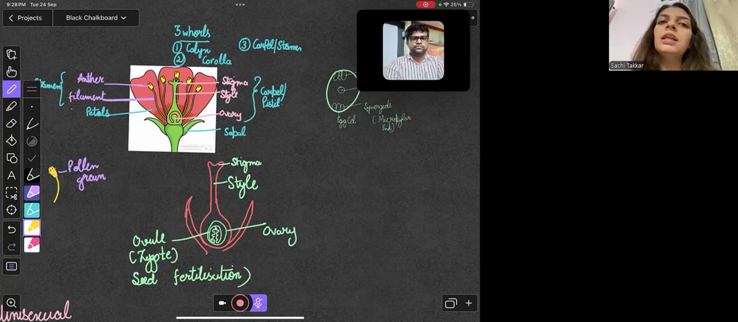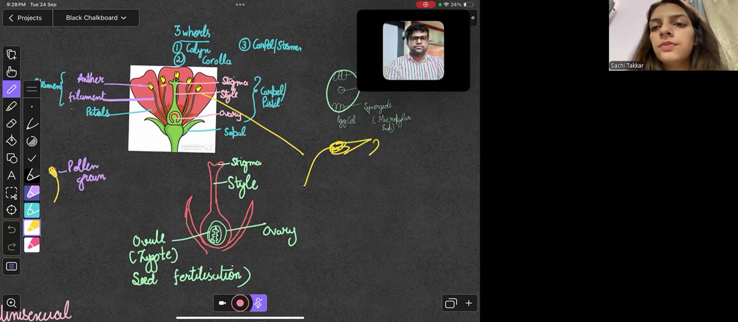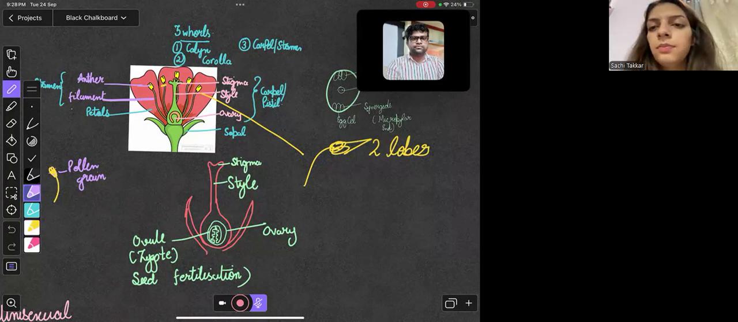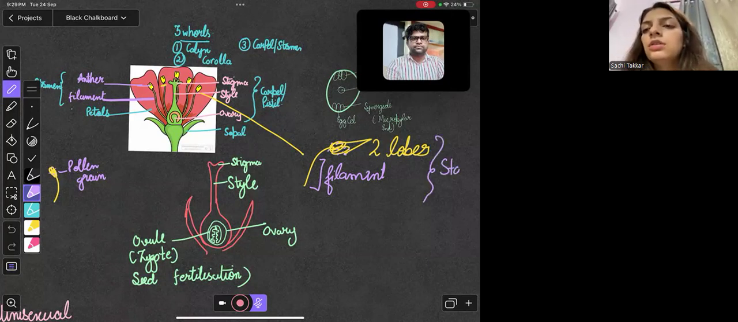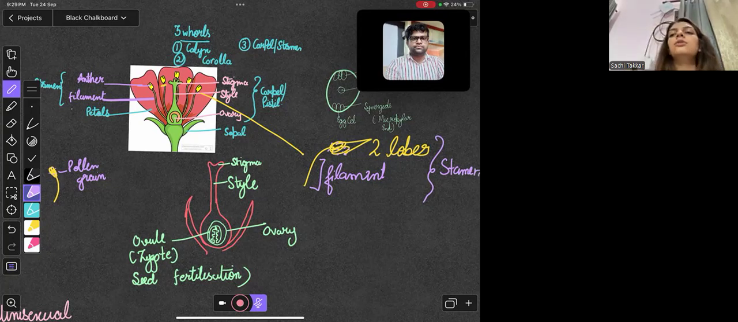Both male and female gametes are present inside one flower. So in hibiscus, you can easily see these anthers. This is the anther. When we zoom it, it will be bilobed, which means it has two lobes. On the anther, there are pollen grains present. And this is called filament. Filament and anther together make stamen. So the whole male reproductive part is known as stamen.